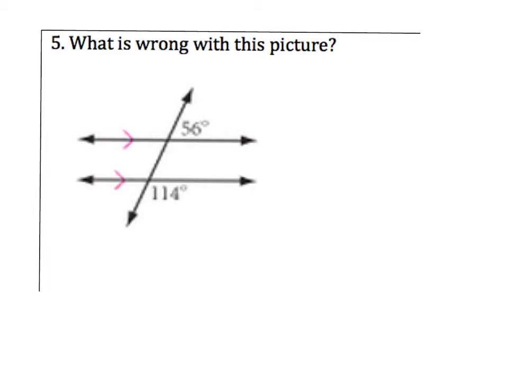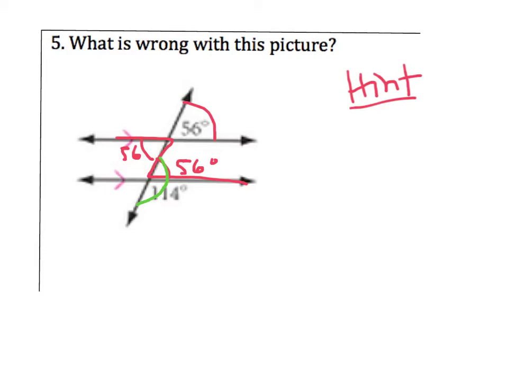Problem number 5 says, what's wrong with this picture? I'd like you to pause the video, try and figure out what's wrong with it, and hit play if you need a hint. Ready, pause. All right, here's your hint. You know that if this angle is 56, this angle should be 56, which means if I draw my Z, this angle right here should be 56. And there's something very wrong about the fact that this angle is 56 and this one's 114.